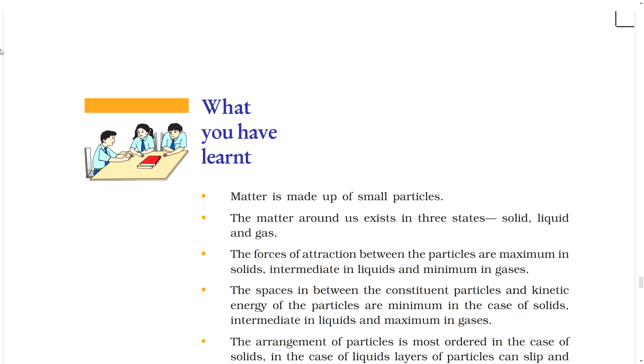What you have learned? Matter is made up of small particles. The matter around us exists in 3 states: solid, liquid, and gas. The forces of attraction between the particles are maximum in solids, intermediate in liquids, and minimum in gases. The space in between the constituent particles and kinetic energy of the particles are minimum in the case of solids, intermediate in liquids, and maximum in gases.